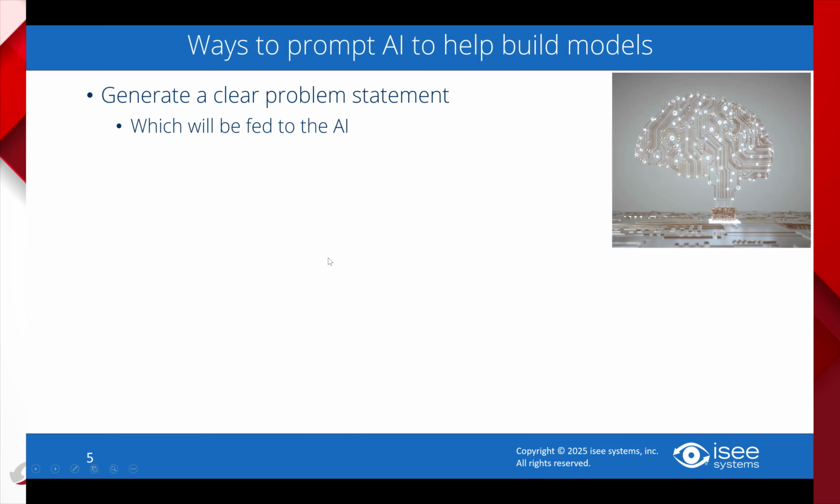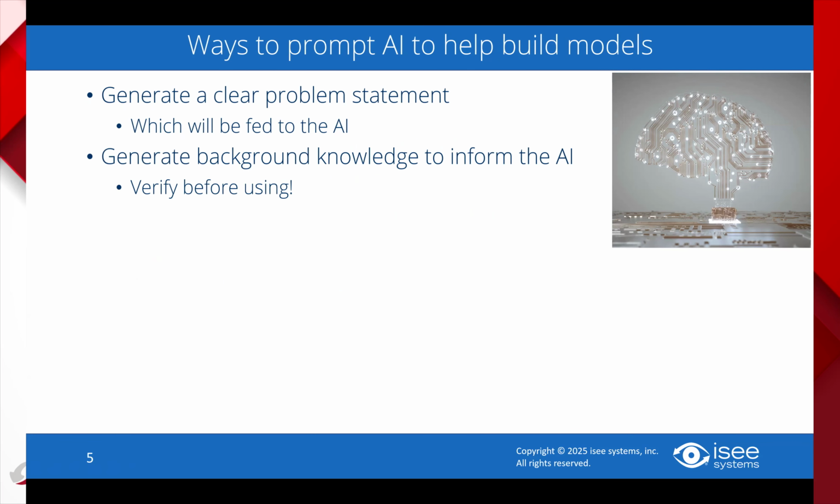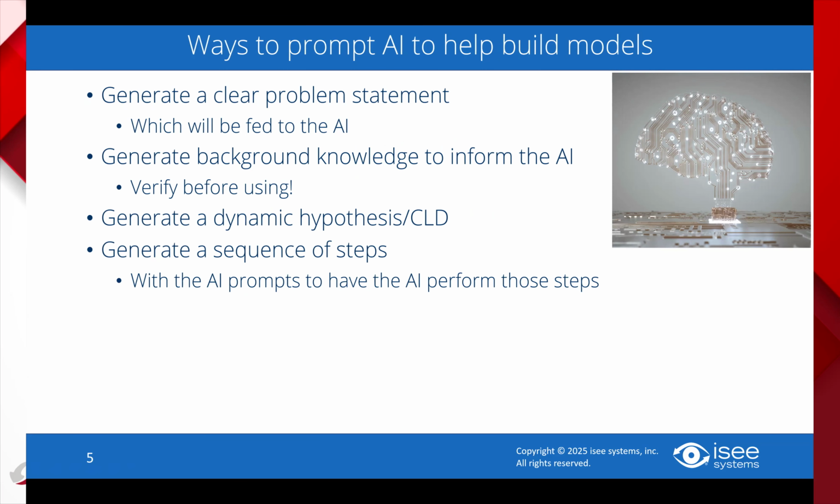There are several ways to use the AI. Diana went over a few. One of them is to generate a clear problem statement, which you then feed to the AI, by the way, because it needs a problem statement. Generate background knowledge, which you also can feed it, but you should verify it. Generate a dynamic hypothesis or CLD. Generate a sequence of steps to build a model, and it can give you the prompts as well.